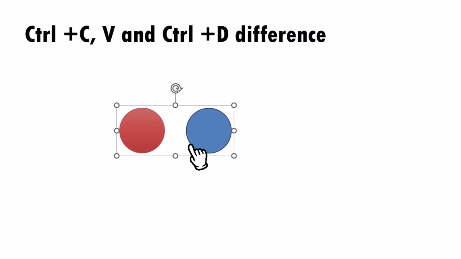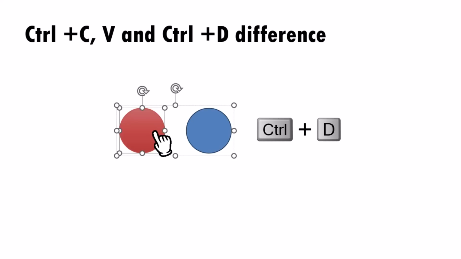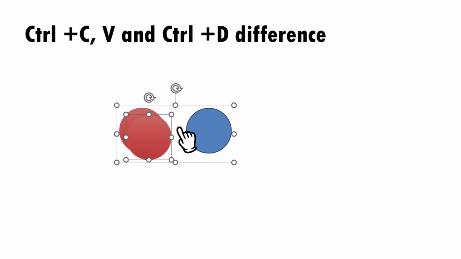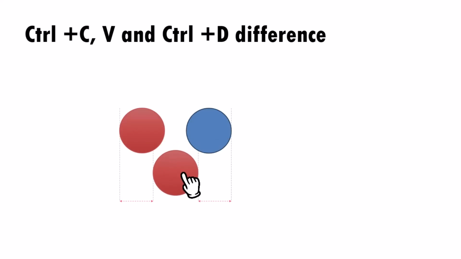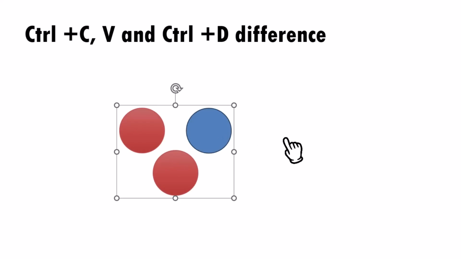Now let us use Ctrl+D on one of these objects. Let us select this red colored one and press Ctrl D. Now observe what has happened here. This piece is still inside the group. Can you see? All these are still grouped together. So whenever you duplicate an object which is inside a group, the duplicate object still rests within the group.